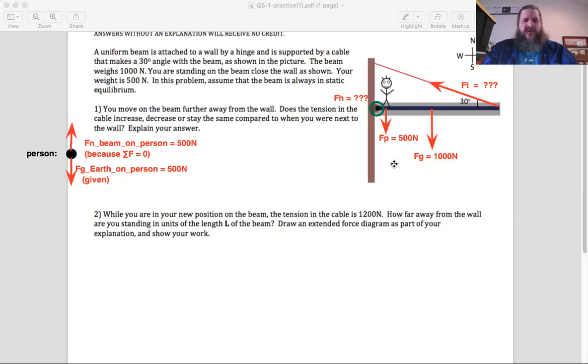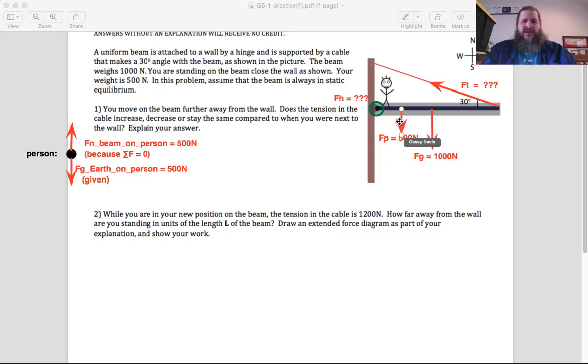And it looks like that is all the forces acting on the beam. The question we're actually trying to address here is, how does the tension change, or does it change at all, if you move further away on the beam? That is, if we change this force of the person to further out along the beam. We're not changing how strong the force is, but by moving further along the beam, what does change? The torque. Yeah, we're changing the torque, because of the radius changing.